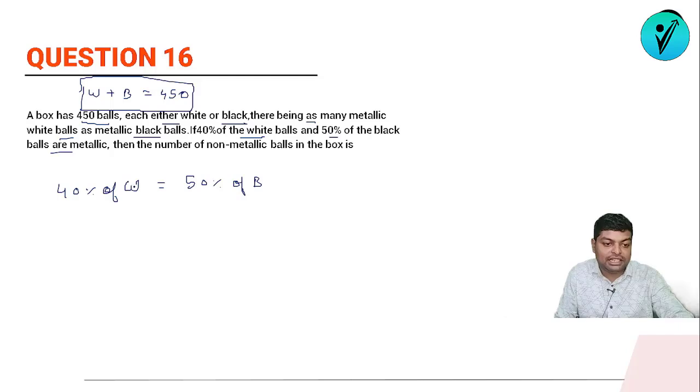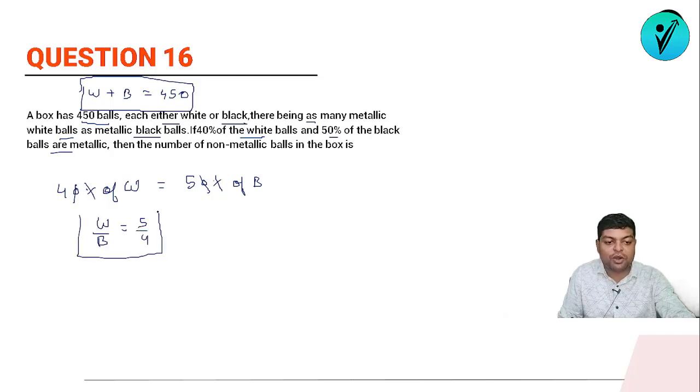ऐसा ही लिखा ना, ये मेटालिक व्हाइट बॉल्स हो गए और ये मेटालिक ब्लैक बॉल्स हो गए, और दोनों का काउंट एज पर क्वेश्चन इज सेम. सो व्हेन यू विल बी सिंप्लीफाइंग इट, सो परसेंटेज एंड परसेंटेज विल बी कैंसल, 0 and 0 विल बी कैंसल. सो वी कैन से दैट W अपॉन B, ठीक है, विल बी व्हाट? इट विल बी 5/4. मींस व्हाइट और ब्लैक बॉल का रेशियो क्या होगा? इट विल बी 5/4.